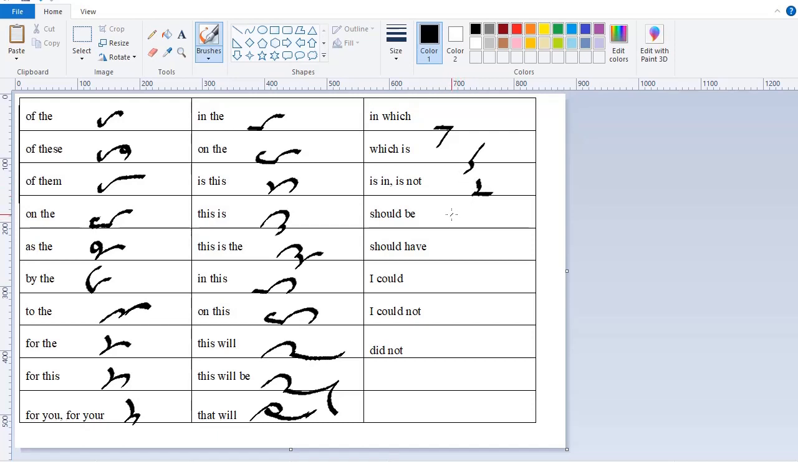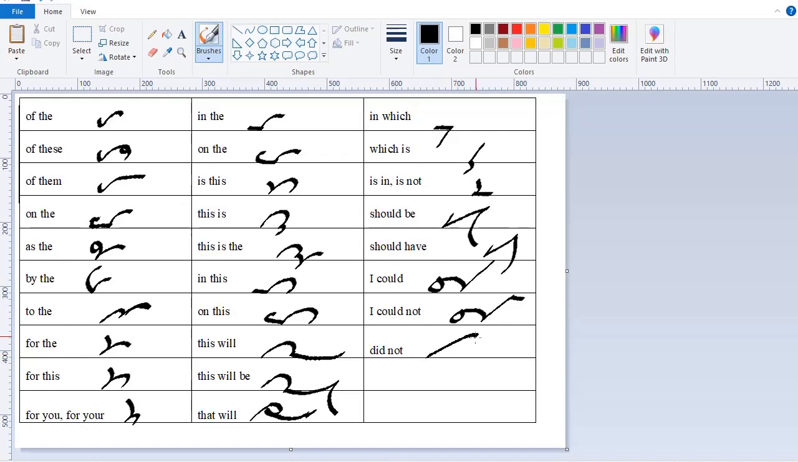Next, "should be." So we have "should," which is represented by your SH and then your D, and then your B, which is represented by the stroke of letter B, of course. Next, we have "should have." So we have "should" and then "have." And then "I could." We have "I" and then "could." "I could not." So we have "I" and then "could," and then of course your "not," which is represented by your N stroke.